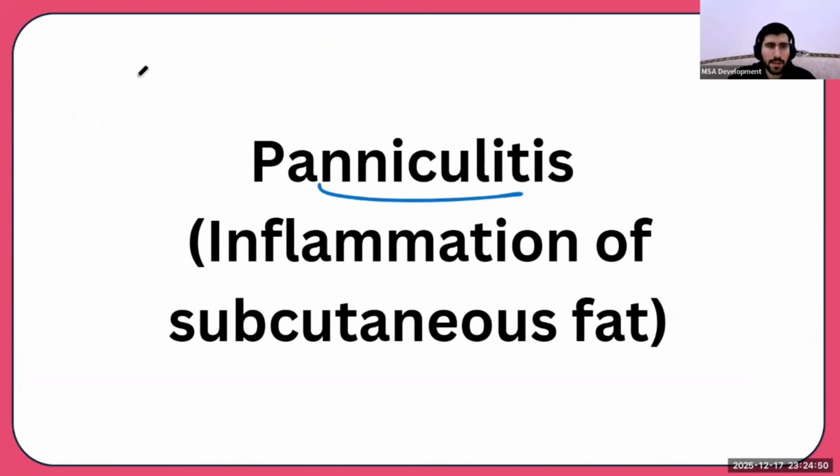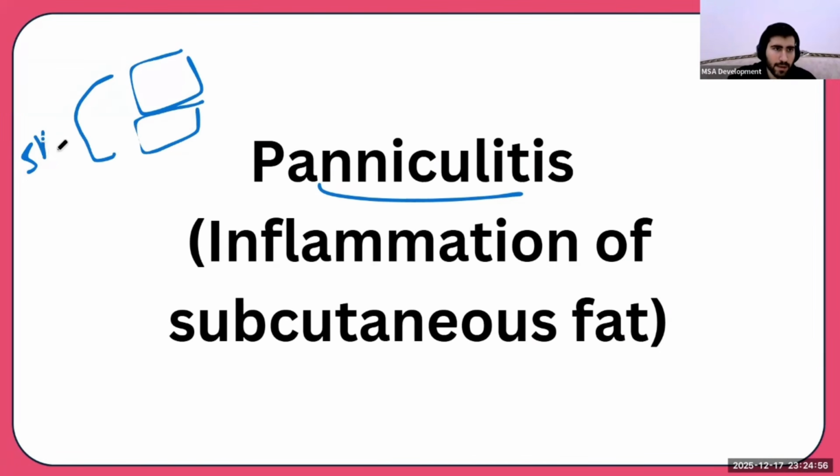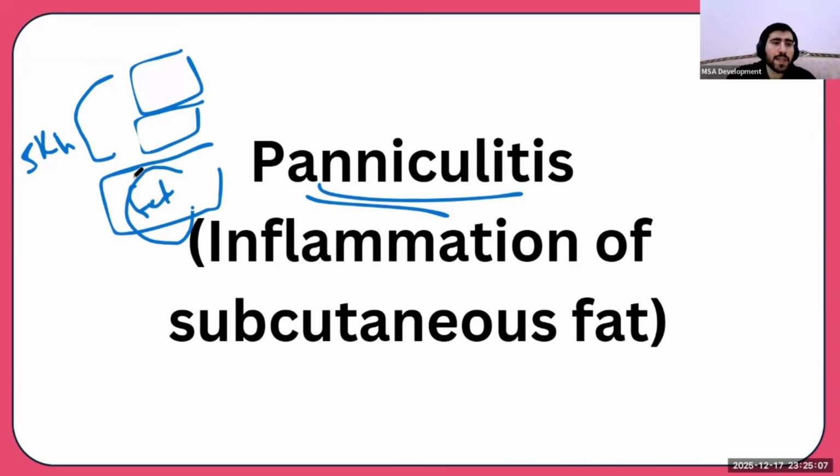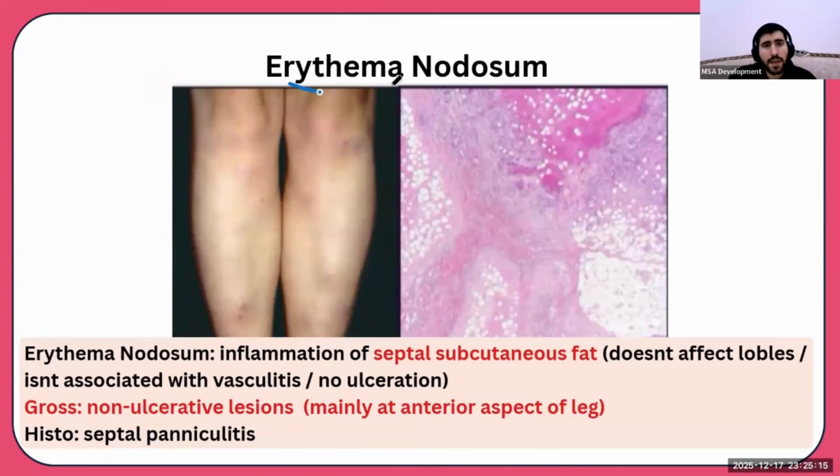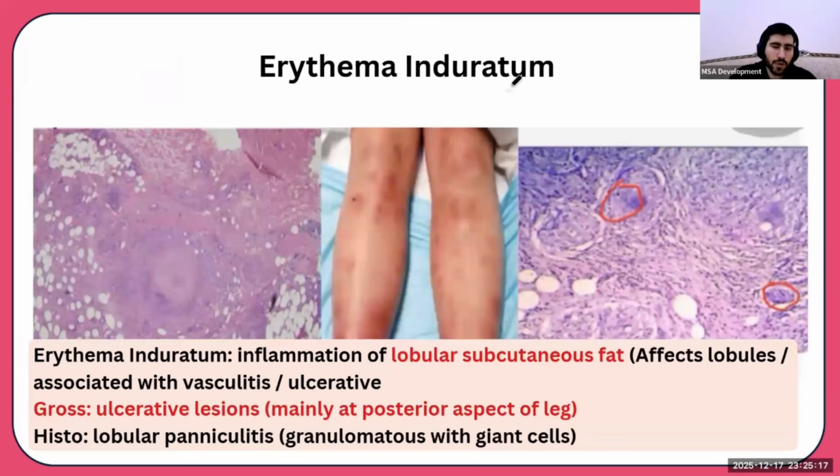Now we have panniculitis. Normally, we have the epidermis, under it there is the dermis, and this whole thing is called skin. Under the skin, we have subcutaneous fat. Subcutaneous means under the skin. Fat is fat, okay? So panniculitis is inflammation of this subcutaneous fat, okay? We have two types: erythema nodosum and erythema induratum.